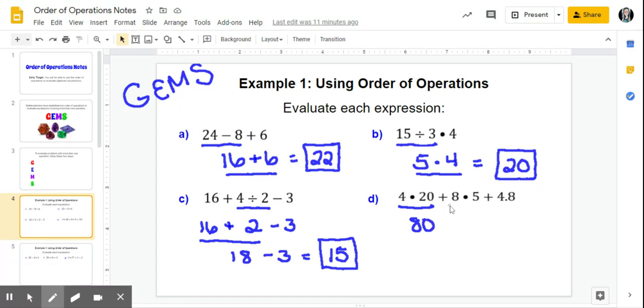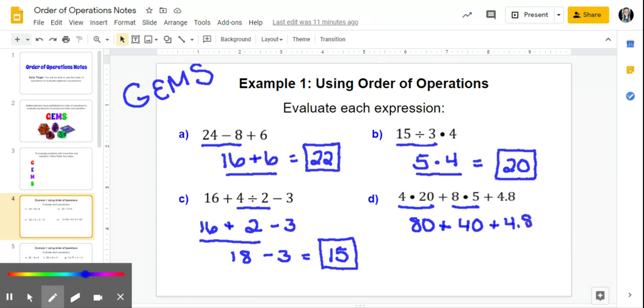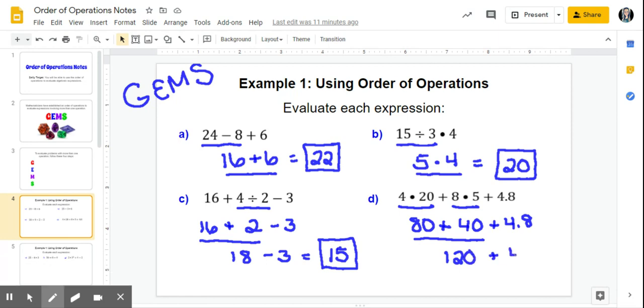Now if I keep looking, the next piece I see is this 4 times 5. I'm going to drop the plus, and 4 times 5 gives me 40. I'm going to bring down that plus 4.8. No more multiplication or division left in this problem, so now I can go to the last step. And since I have all addition, I can just add straight across. So 80 plus 40 gives me 120. Bring down the plus 4.8.